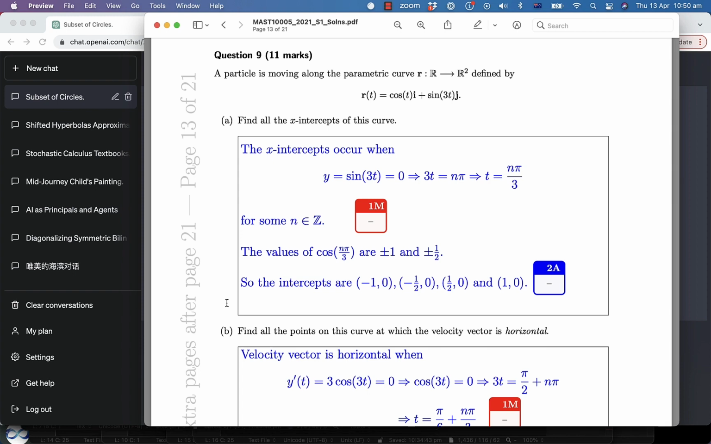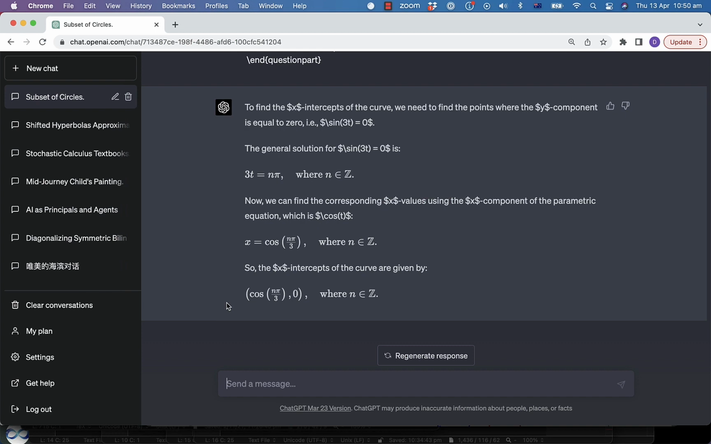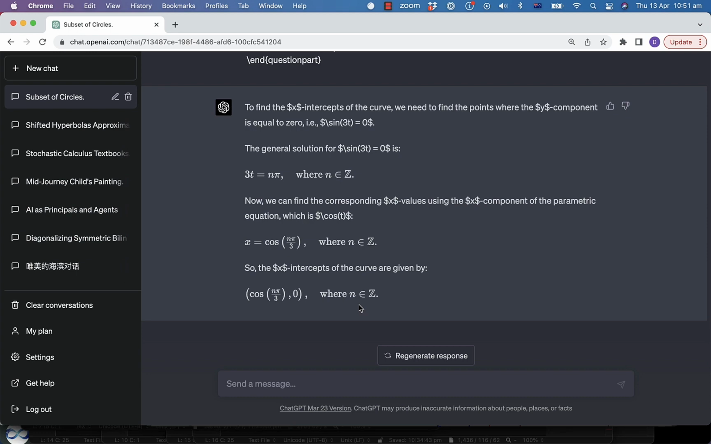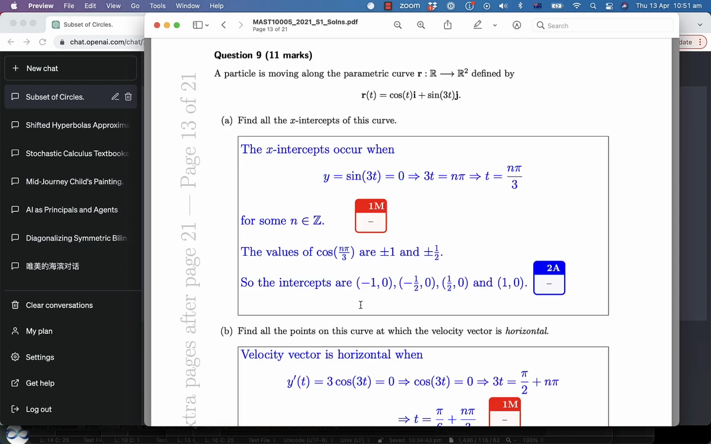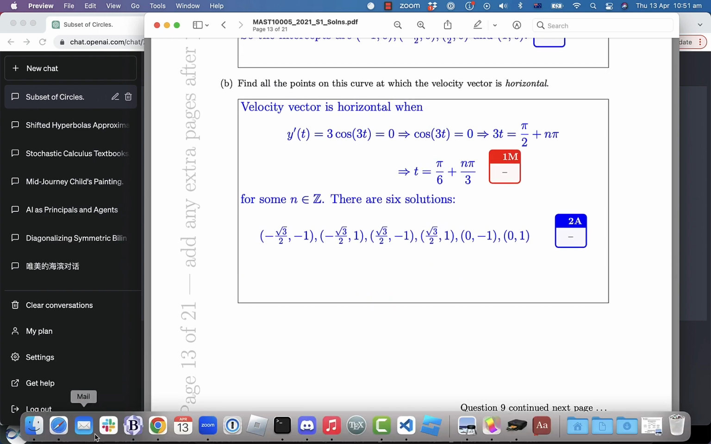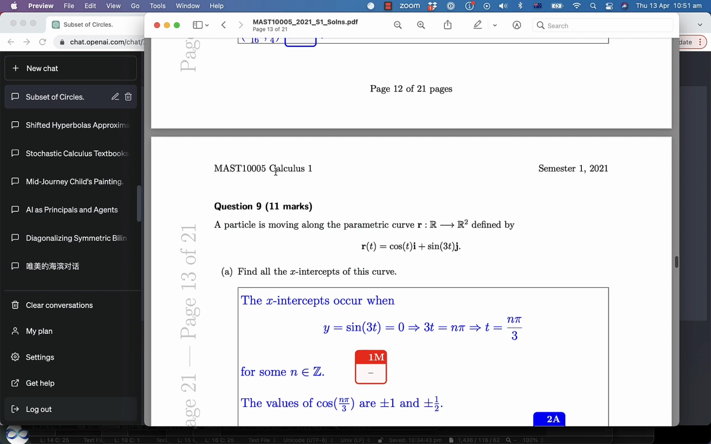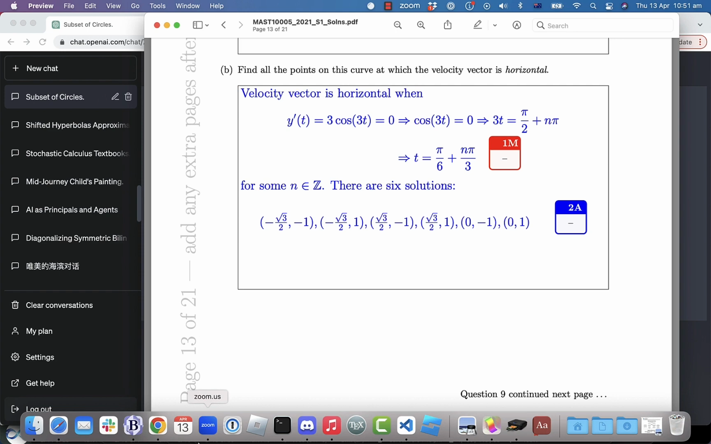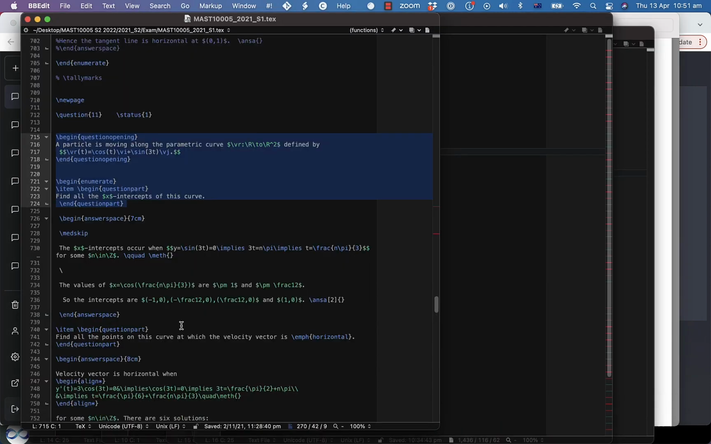Yeah, it knows y equals 0. We should get 4 points. Oh, it's finished. Is that right? It's giving me multiples of pi on 3, so -1, -1/2, 1/2, 1. Yeah, that's right. So 3 points. Find all the points on this curve at which the velocity vector is horizontal.